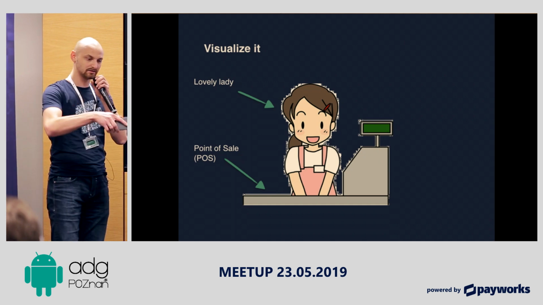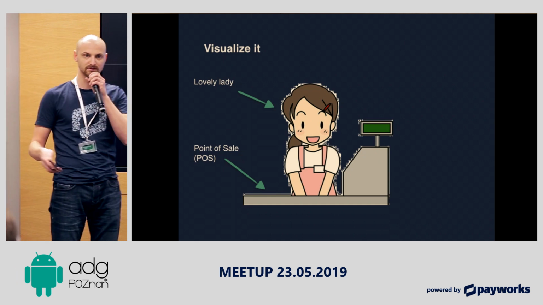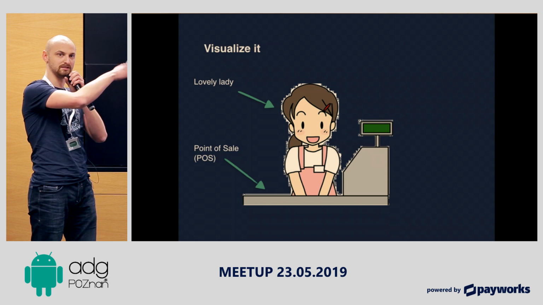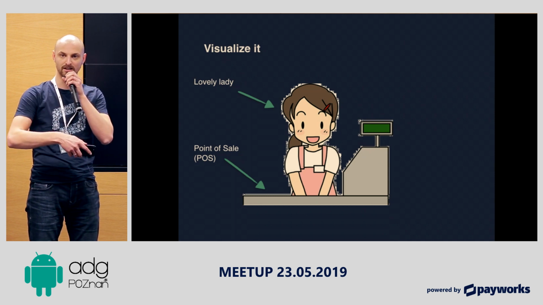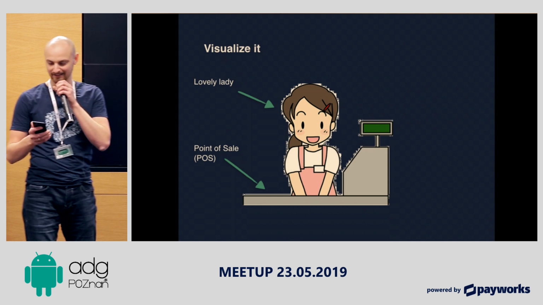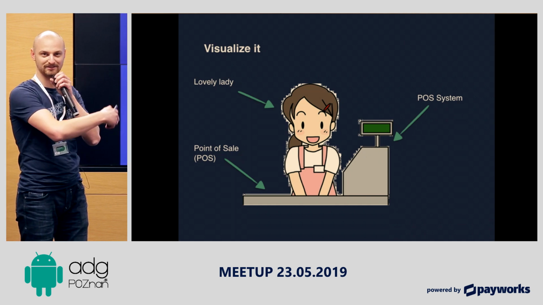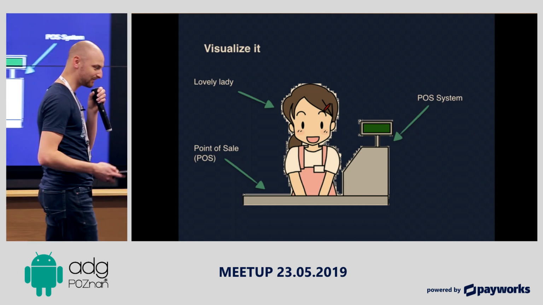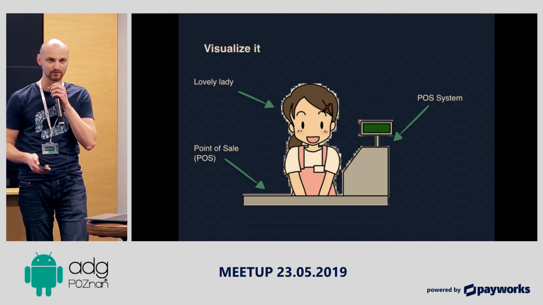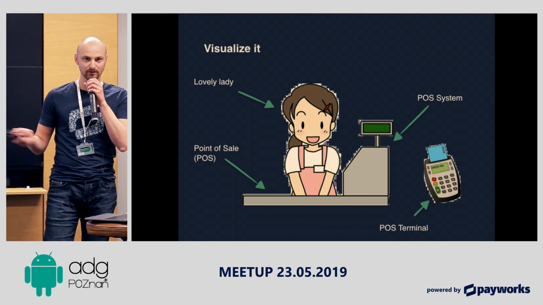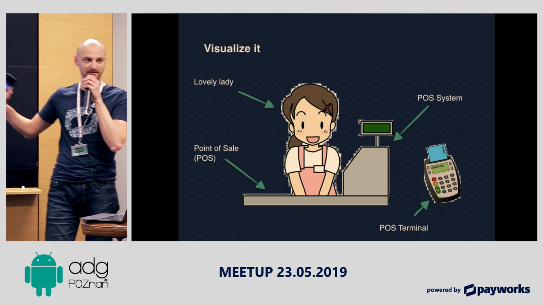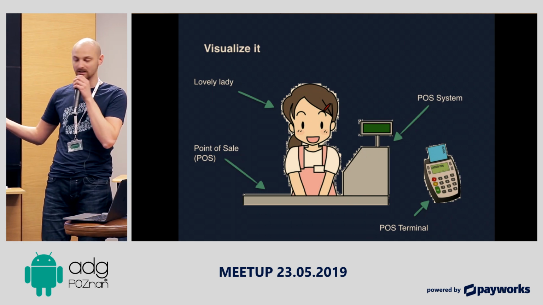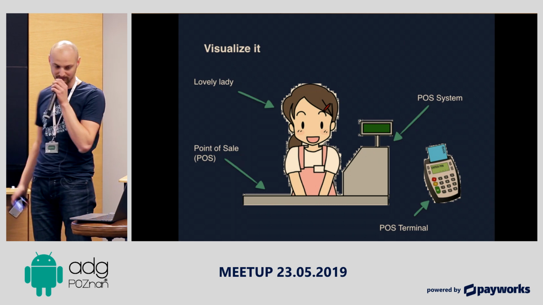She types in just one or two buttons for your soup, and a number appears on the display. This is how much you have to pay. And you say, I want to pay with card. That, by the way, is a POS system, I forgot the slides. So the lady clicks one more button, and that's it. Then on the small thingy, on the terminal, appears a number with the same amount you have to pay. And this, by the way, is a POS terminal.